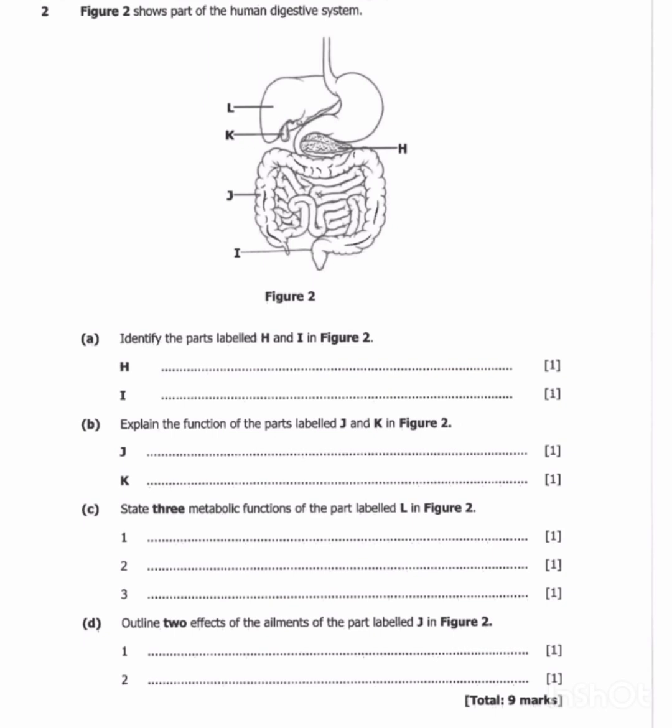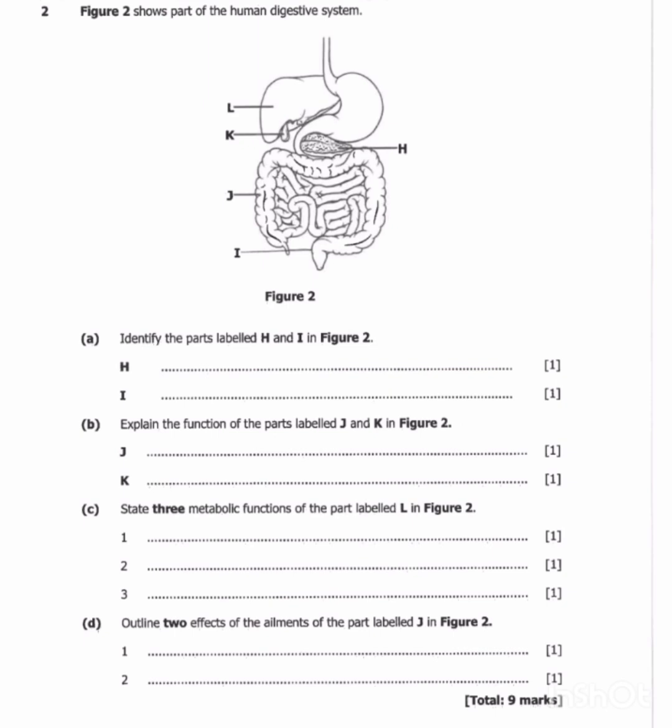Question B, explain the function of the parts labeled J and K. So J is the colon. The function of the colon is the absorption of water from undigested food substances. So J absorbs water from undigested food, or just say absorption of water.